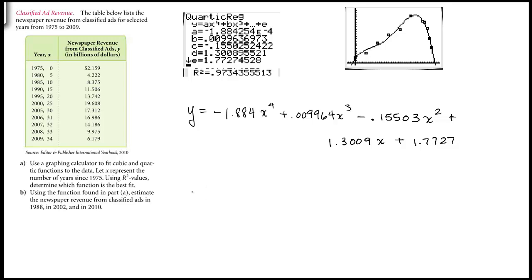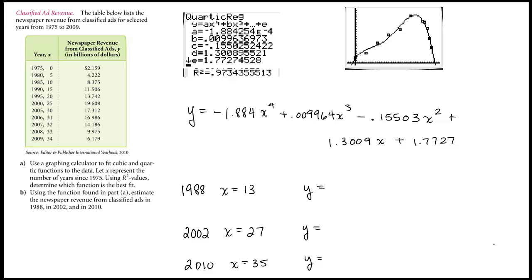For us to determine part B, there's 3 parts to it. Again, 1988 is going to be when x is equal to 13. 2002, x is equal to 27. And 2010, x is equal to 35. If you plug each one of them into your calculators, you're going to get these 3 values.